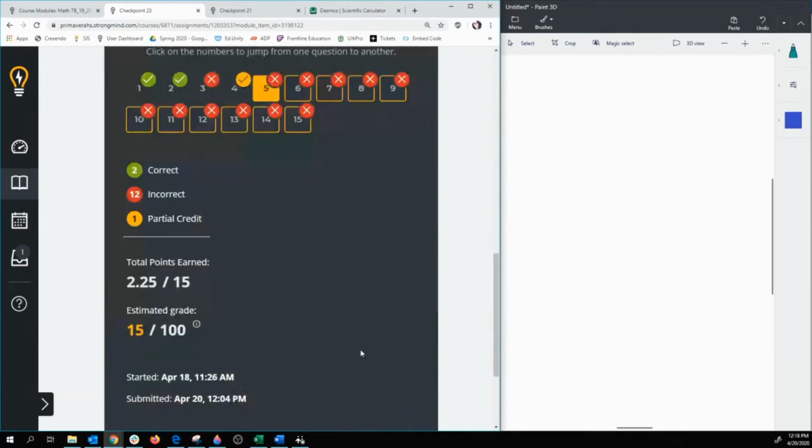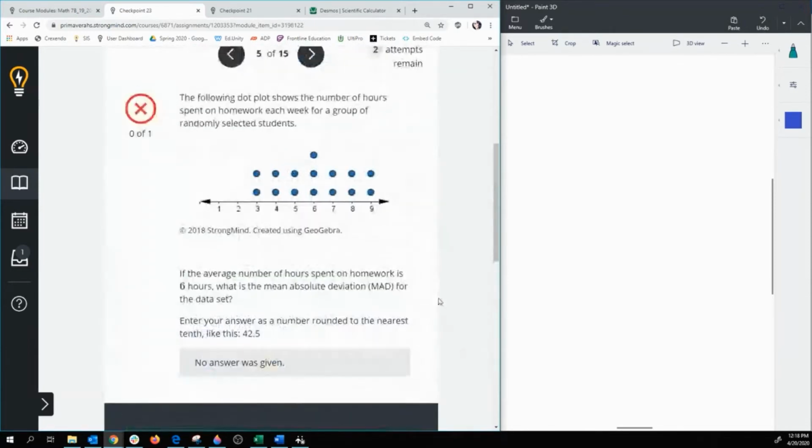All right, number 5. So 5 says the following dot plot shows the number of hours spent on homework each week from a group of randomly selected students. If the average number of hours spent on homework is 6, what is the mean absolute deviation for this data set?